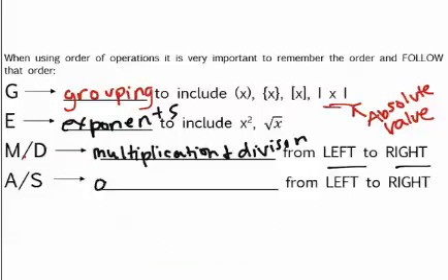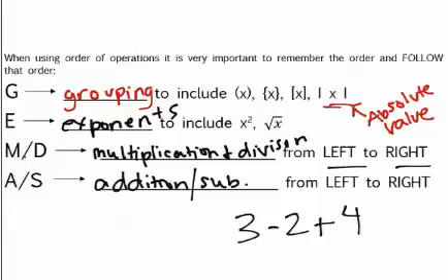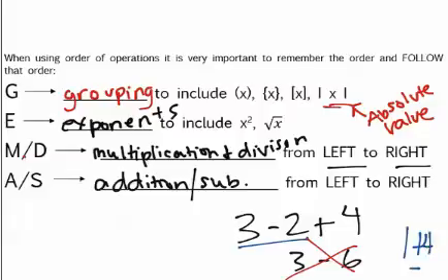And then addition and subtraction works the same way. I'm going to write SUB for subtraction. If it was 3 minus 2 plus 4, people see that 2 plus 4 and just want to get it out of the way and simplify like that. Okay, we need to go from 3 minus 2 first, which is 1. 1 plus 4 is 5.